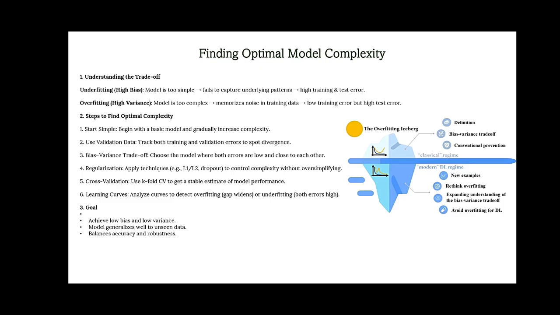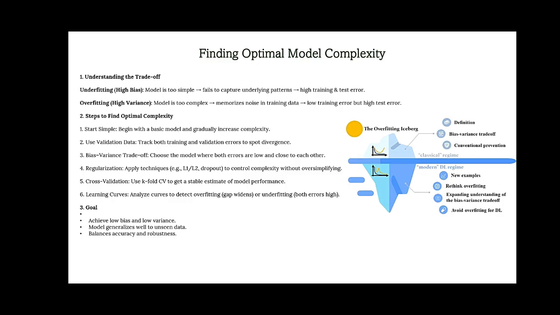Then finding the optimal model complexity. So how do we practically find that sweet spot? This slide will give us the roadmap. The steps to find the optimal complexity are: at first we start simple, then use validation data to track training and validation error, and then find where both errors are low and close, which is the sweet spot in the bias variance trade-off.